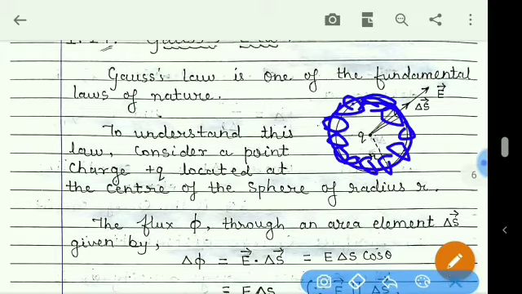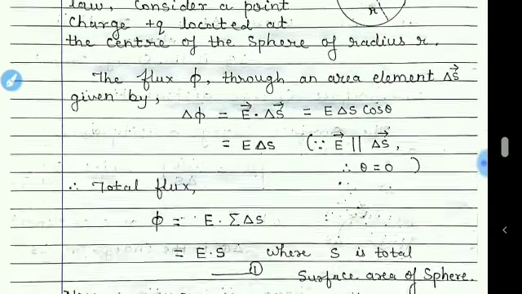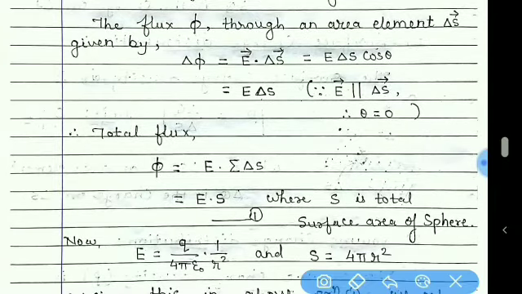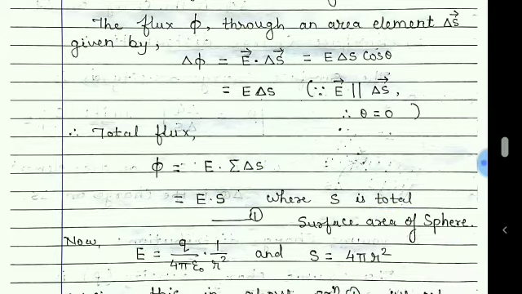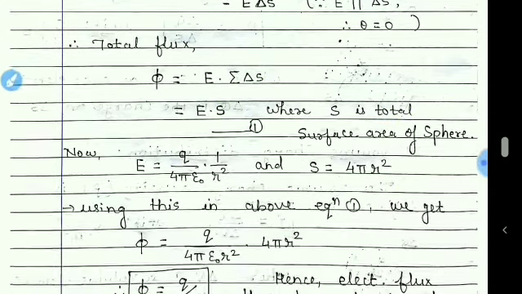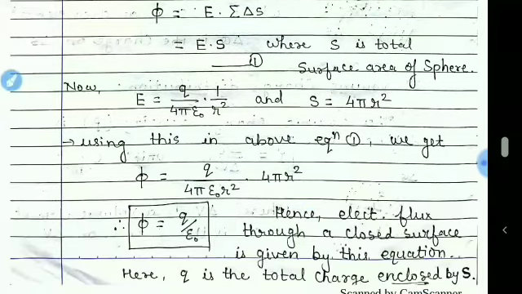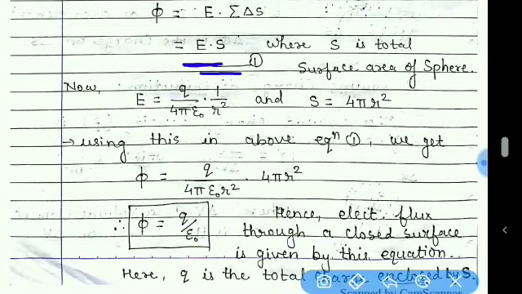sphere, and so the total flux linked is E into S. Now what is S? It is the summation of delta S, and that is nothing but the total surface area of the sphere. And so now the entire surface is considered and we get the total flux. So we will give this equation as number 1.